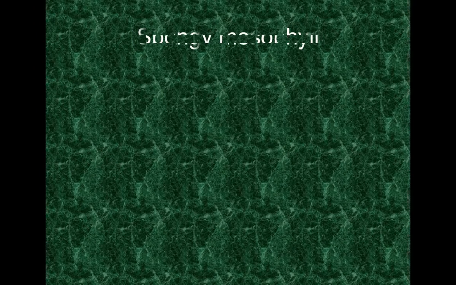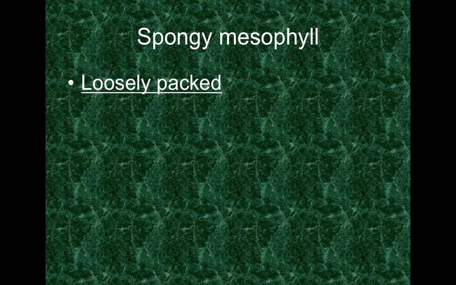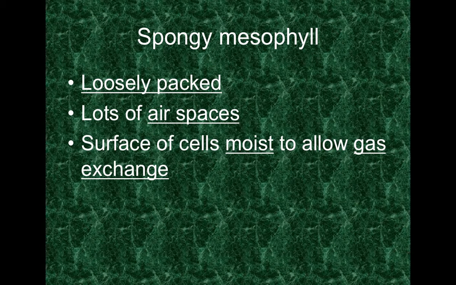Underneath is a layer called the spongy mesophyll. These are the ones that are loosely packed. If you think of a sponge, it's got lots of air spaces. And the surface of these cells is moist, and that allows the gas exchange. And you will see that gases are needed in order for photosynthesis to take place. So we need these air spaces and the ability to exchange gases in order to do that.